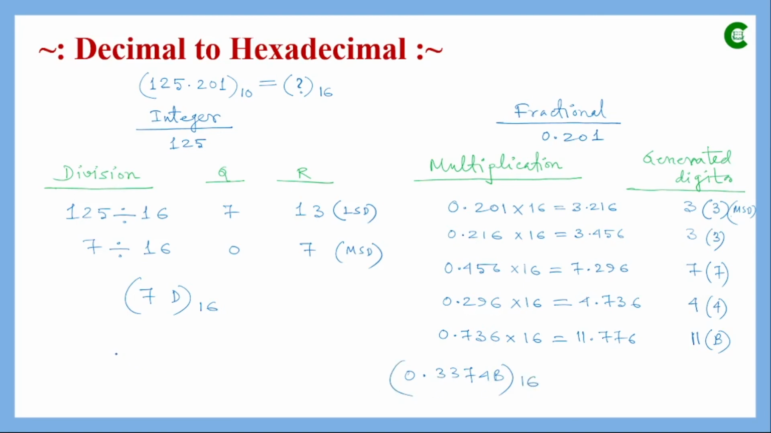So the complete number in the hexadecimal number system will be 7D, which is the integer part, and then the decimal point, and then 3374B. This is the hexadecimal equivalent of this number in the decimal number system. So this is how we proceed with a number given in binary, octal or hexadecimal number system to its equivalent decimal number system, and from decimal to all these number systems. This is the rule. I hope you have learned the concept clearly, and whenever you are given a number, whatever it is, you will be able to successfully convert it to the desired number system.